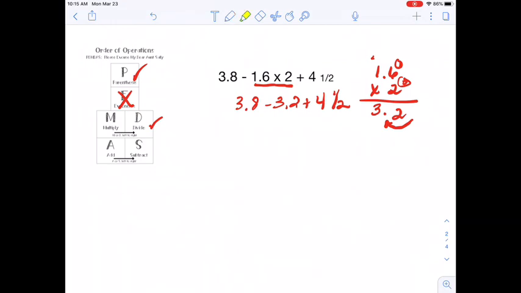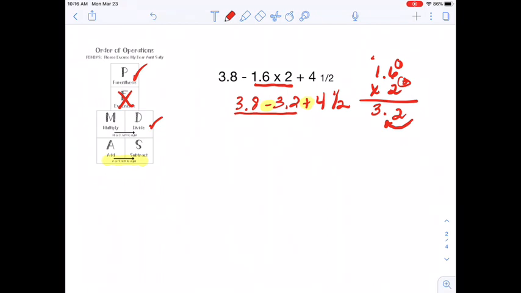And I need you to remember this very important part right here. In order from left to right. So I have subtraction here and addition here. I don't want you to be tempted to do the addition and then come back and subtract. We do them in order from left to right. So that means I have to do this subtraction before I do the addition.